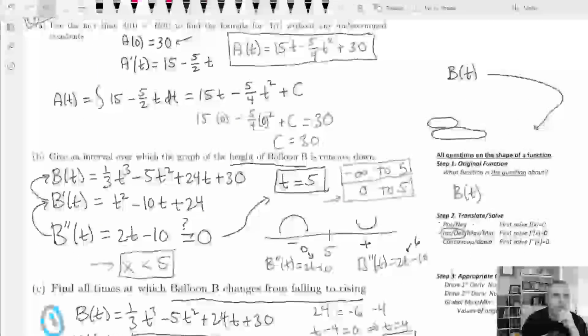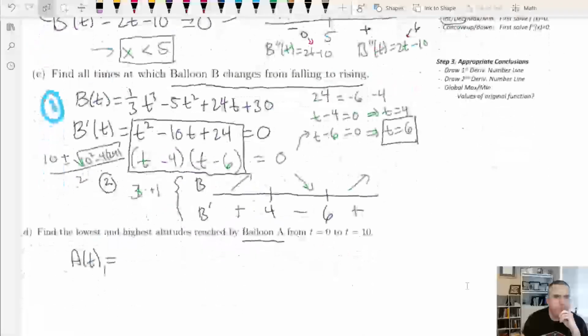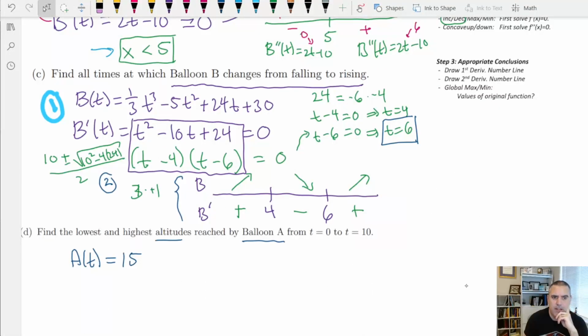Okay, A of t is 15t. It's talking about the altitude of balloon A, so the height of balloon A. So the very first thing I would write is the altitude, this is from an earlier part, plus 30. I'm just going to grab my notes because there's some numbers I'm going to calculate here in a second. So now the question is highest and lowest over an interval. So highest and lowest on an interval, that should get us thinking global max.